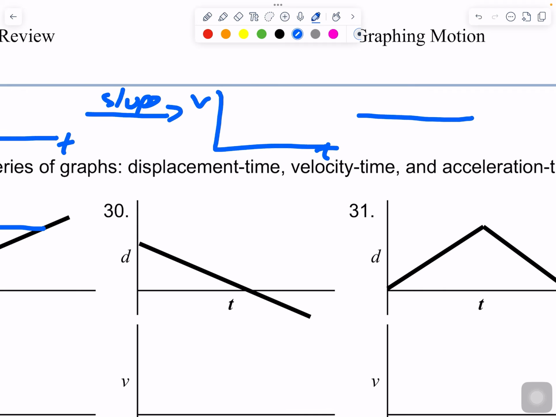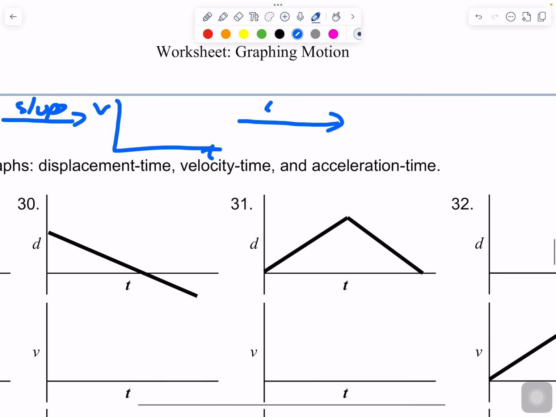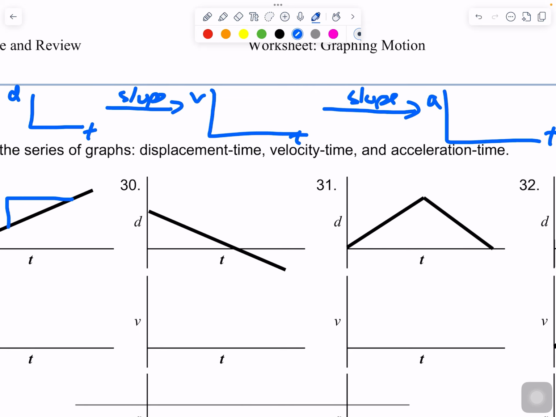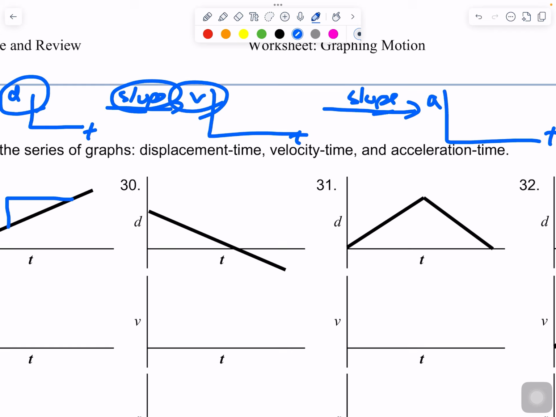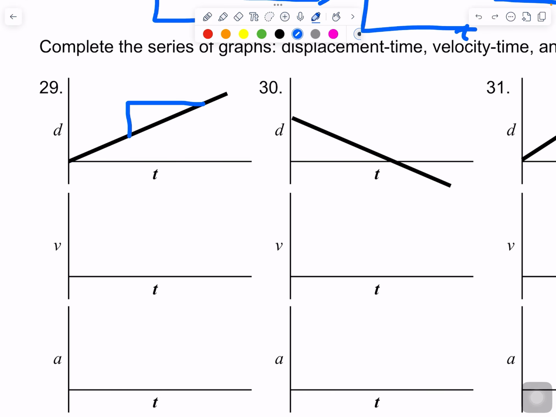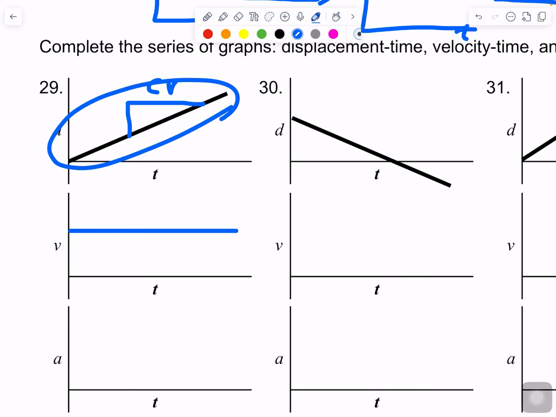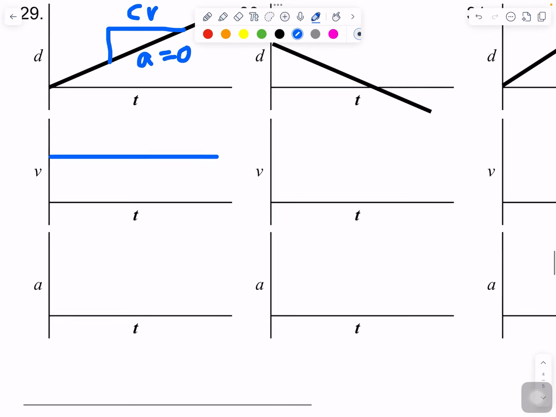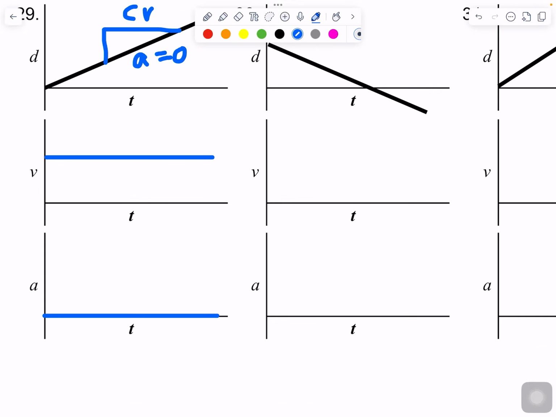Now, if I find the slope of a velocity time graph, I get acceleration. So the slope of displacement gives me velocity. The slope of velocity gives me acceleration. This is a straight line, which is a constant slope, therefore constant velocity. Well, how do I sketch constant velocity? Notice, by the way, it's a positive slope, so it's constant positive velocity. Well, what kind of acceleration is this? This is acceleration equals 0, so I'm going to plot 0 acceleration for the same time interval here.